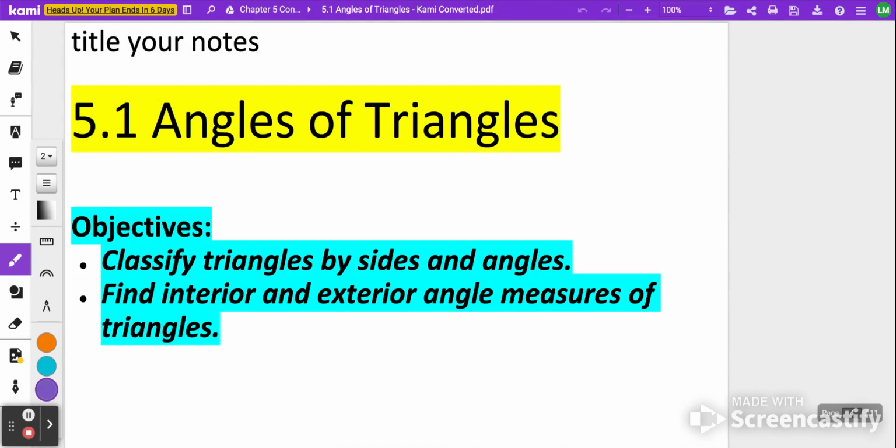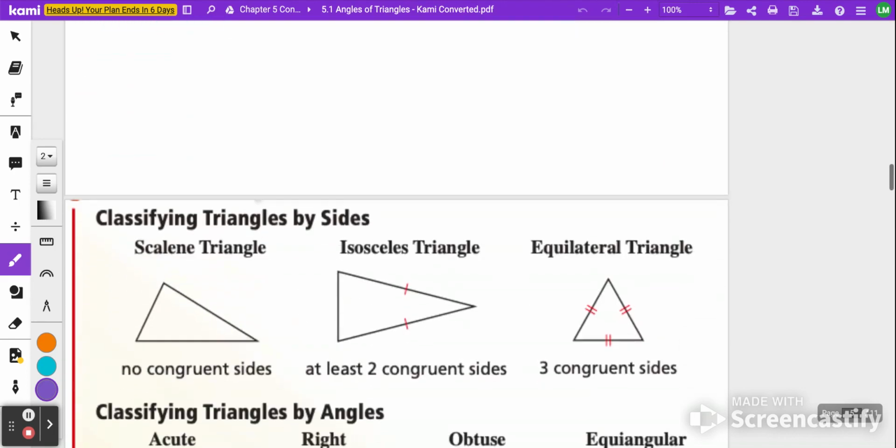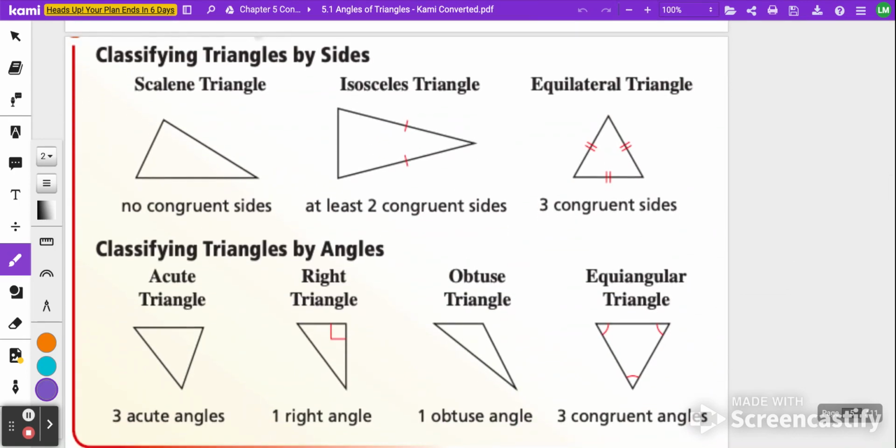Today we're going to be looking at lesson 5.1, angles of triangles. So we'll be able to classify triangles by sides and angles, and then also find the interior and exterior angle measurements of those triangles. The first thing we want to know are all the types of triangles. So what we're going to do first is look at classifying triangles by their sides and then by their angles.